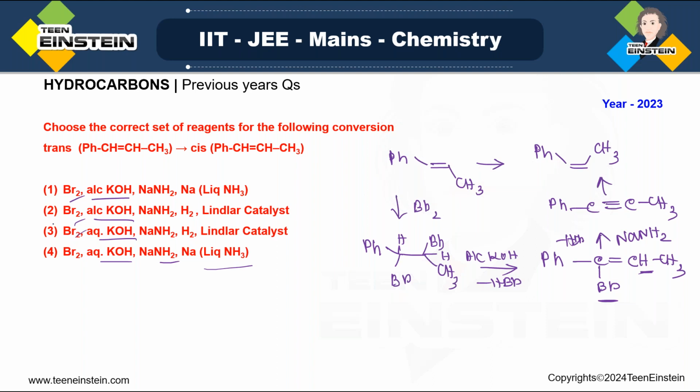So that means either option 1 or 2. Then NaNH2, and then hydrogen with Lindlar catalyst. Do not choose sodium and liquid ammonia because that will give you trans. So these should be matching. So the last one is Lindlar catalyst. Okay.